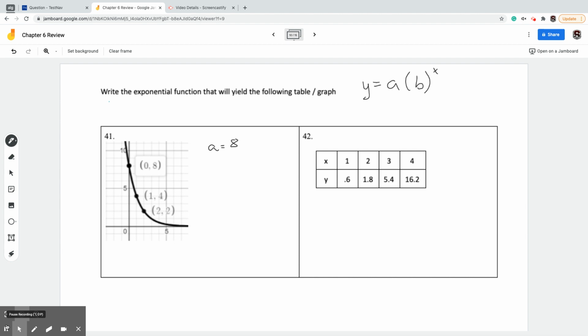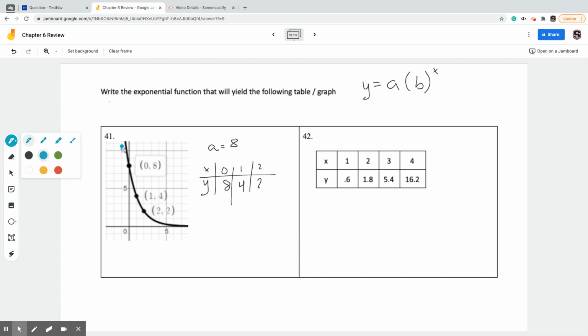My common multiplier, well, it's much easier to see it when you write this in a table, kind of like number 42. So I need you to convert this into an XY table. 0, 8, 1, 4, and so on. And I notice that my x's are consistently plus 1, which is good. And my common multiplier here, well, it's a divide by 2. Let's just double check. Divide by 2.